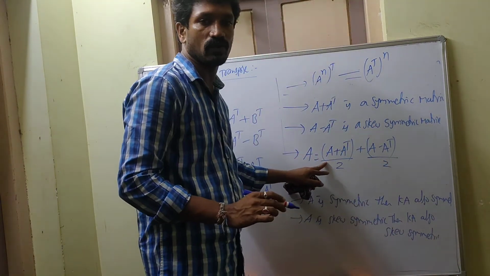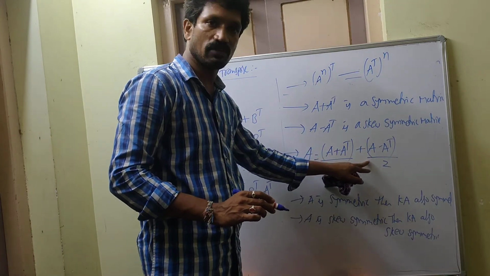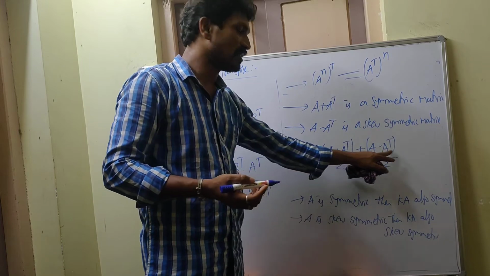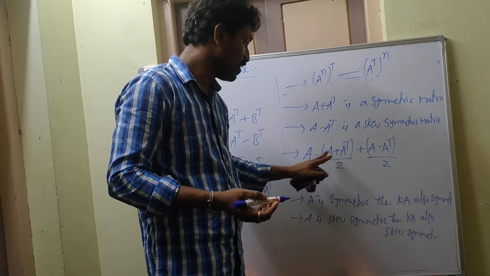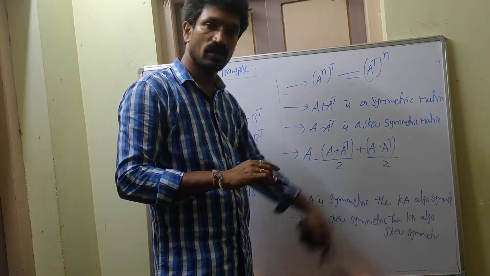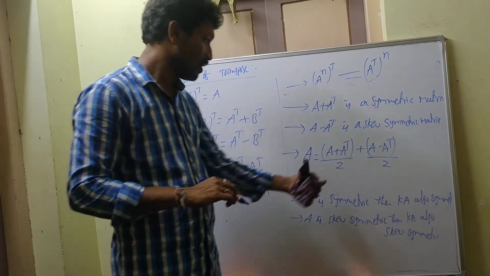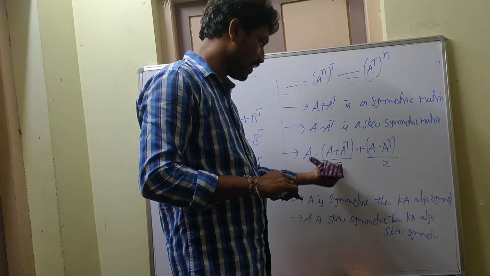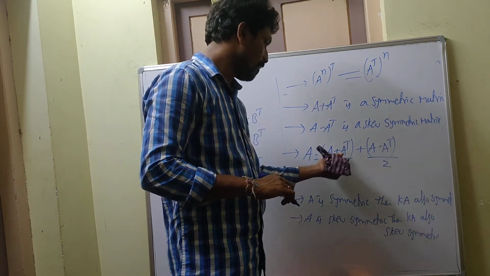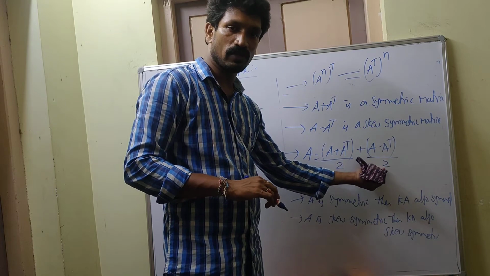If you divide by 2 here, also divide by 2 here. Divide by 2 means just multiply by 1 by 2. A plus A transpose, I already proved, is symmetric. A minus A transpose is always skew symmetric. So 1 by 2 into A plus A transpose is also symmetric, and 1 by 2 into A minus A transpose is also skew symmetric. Now, if you simplify this one, A by 2 plus A transpose by 2 plus A by 2 minus A transpose by 2, the A transpose by 2 terms cancel.